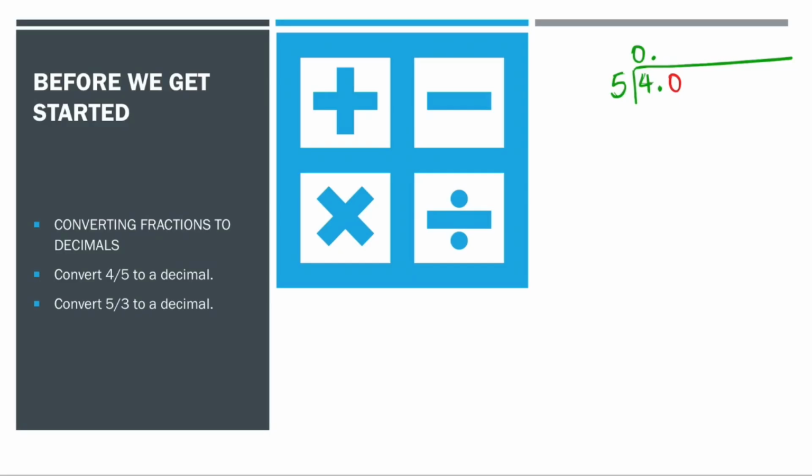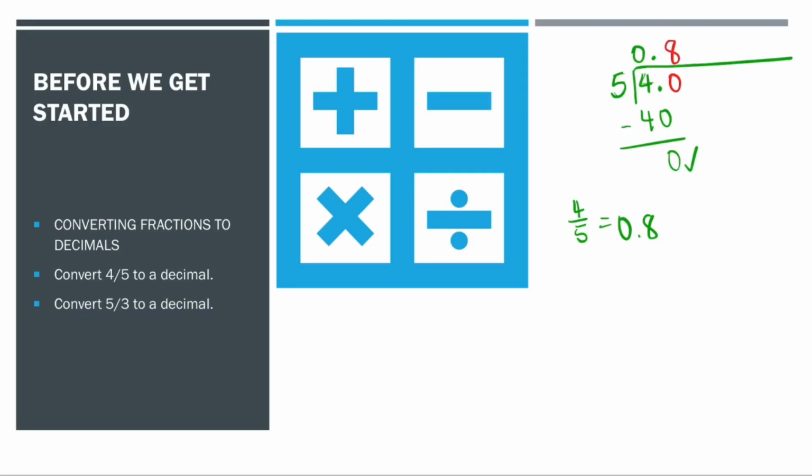But I can use it, so I can say 5 goes into 40 eight times. So I put the 8 up there, and then I put 40 down here. I subtract them. I have 0 as a remainder. That means I'm done. So 4/5 is equal to 0.8 as a decimal form. They mean exactly the same amount.